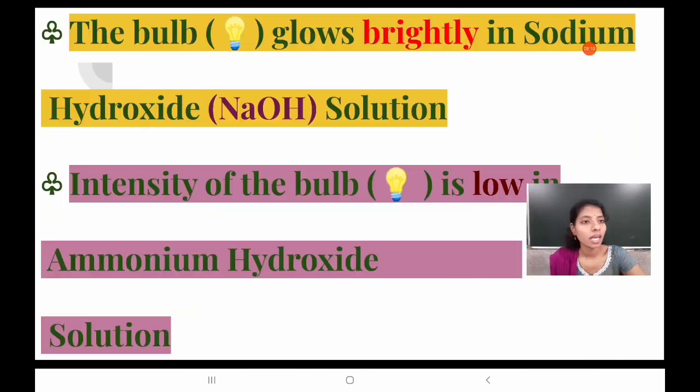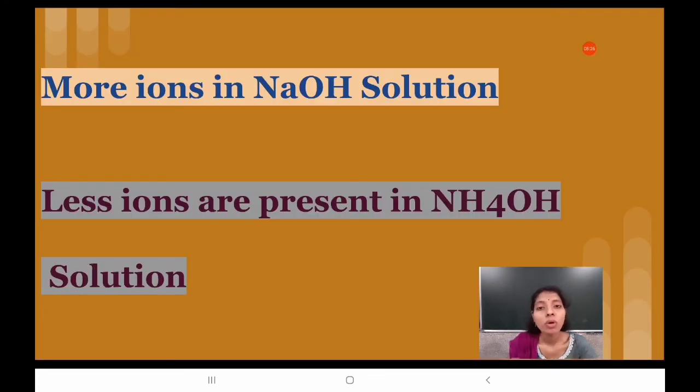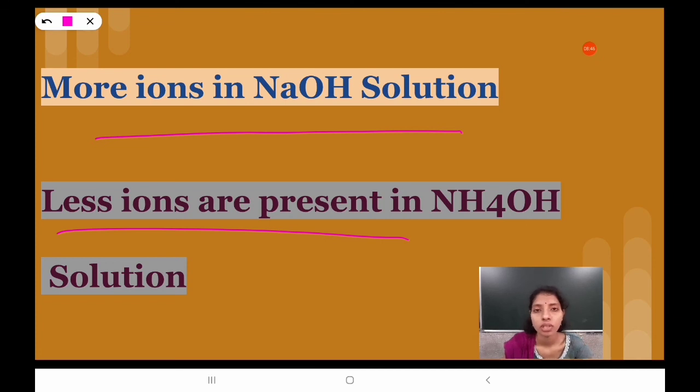So from this we can see that the bulb glows brightly in sodium hydroxide solution and the intensity of the bulb is low in ammonium hydroxide solution. Yes, so more ions in sodium hydroxide solution, right? So more ions will be present in sodium hydroxide solution. So the movement of ions is more. Fewer ions are present in ammonium hydroxide solution. There the movement of ions is less.